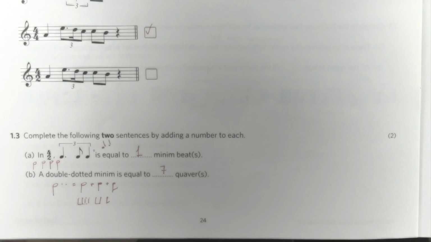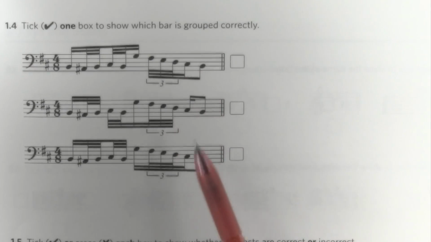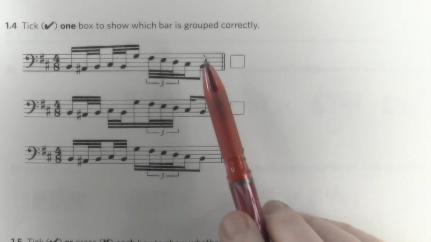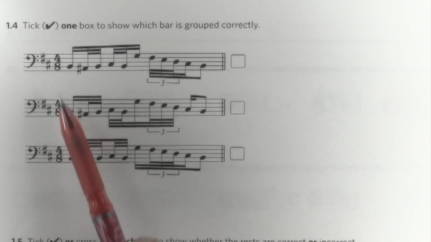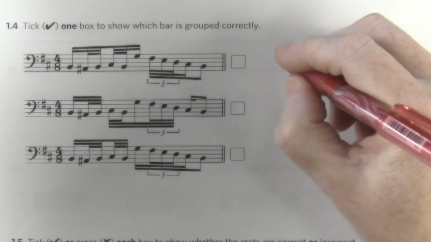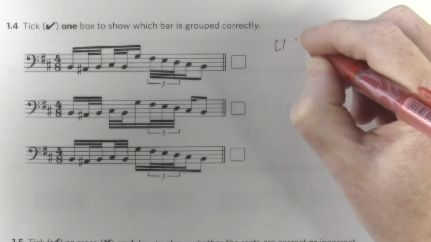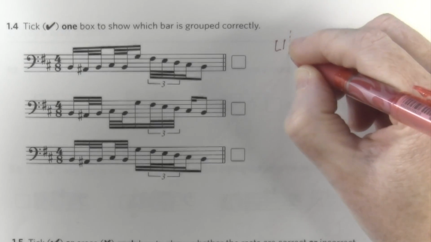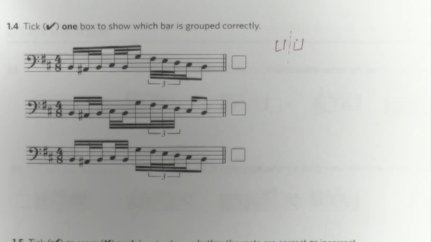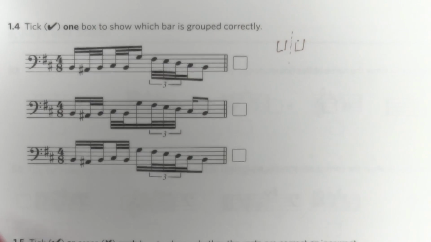Question 4. In this question, we need to tick the box that shows the bar correctly, the only bar that is correctly grouped. And first of all, we need to look at the time signature. 4/8 means 4 quavers. 1, 2, 3, 4. And it is important that we keep the middle of the bar always visible. Where do we have this? Let's start from the first.